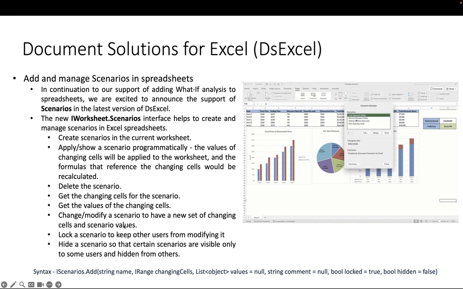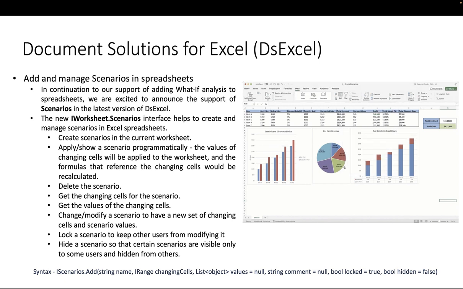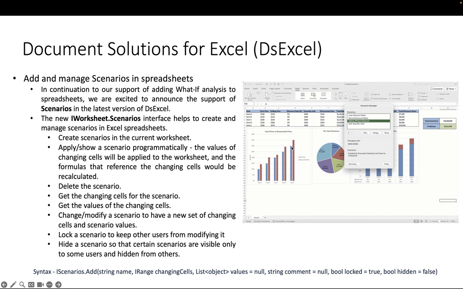You can change or modify a scenario to have a new set of changing cells and scenario values, lock a scenario to keep other users from modifying it, or hide a scenario so that certain scenarios are visible only to some users. So basically, changing cells is the range where the scenario would be added. This range would then be referred by the scenario.